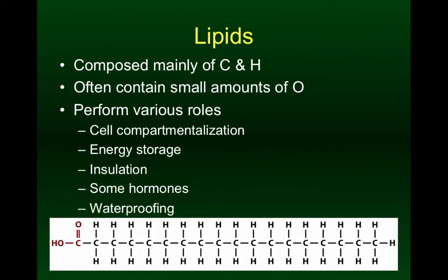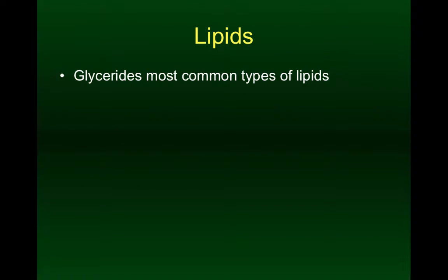Some lipids, at least, are also very good at waterproofing. We see various oils used in certain types of aquatic mammals. We see waxes being used in plants and insects as well. So they're a very diverse kind of polymer.